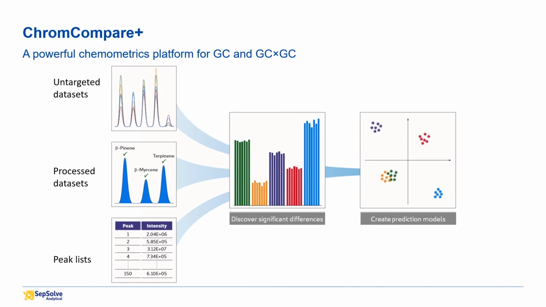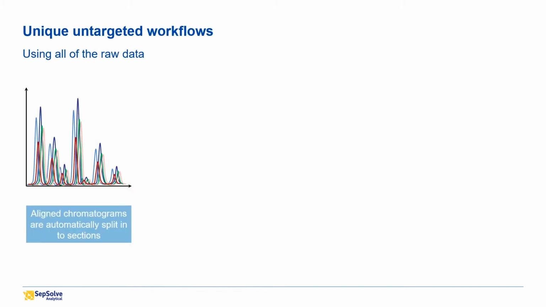So Chrome Compare Plus can import data in a variety of ways, as you can see here, but the one I'd like to focus on in this presentation is the untargeted raw data approach. Once the data has been imported, Chrome Compare Plus then discovers the significant features and can be used to visualize trends and create class prediction models to report future samples.